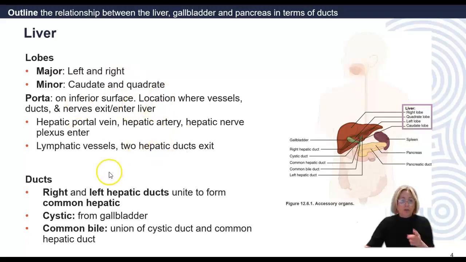So in terms of these hepatic ducts, we have the right hepatic duct and the left hepatic duct, and they unite to form this common hepatic duct. The common hepatic duct then unites with the cystic duct, which you can see here from the gallbladder, to form the common bile duct. So wherever you see a word beginning with hep, you know that we're talking about the liver. Here, hepatic ducts, but you could be talking about inflammation of the liver being hepatitis.